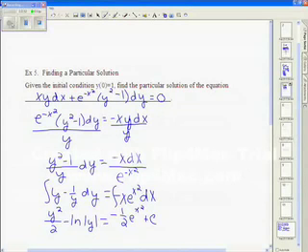Alright. Now, we have an initial condition, right? We have y of 0 equals 1. That's our initial condition. When I plug in x equals 0, y equals 1, what do I get for c? I'm going to take it and put it right in there.